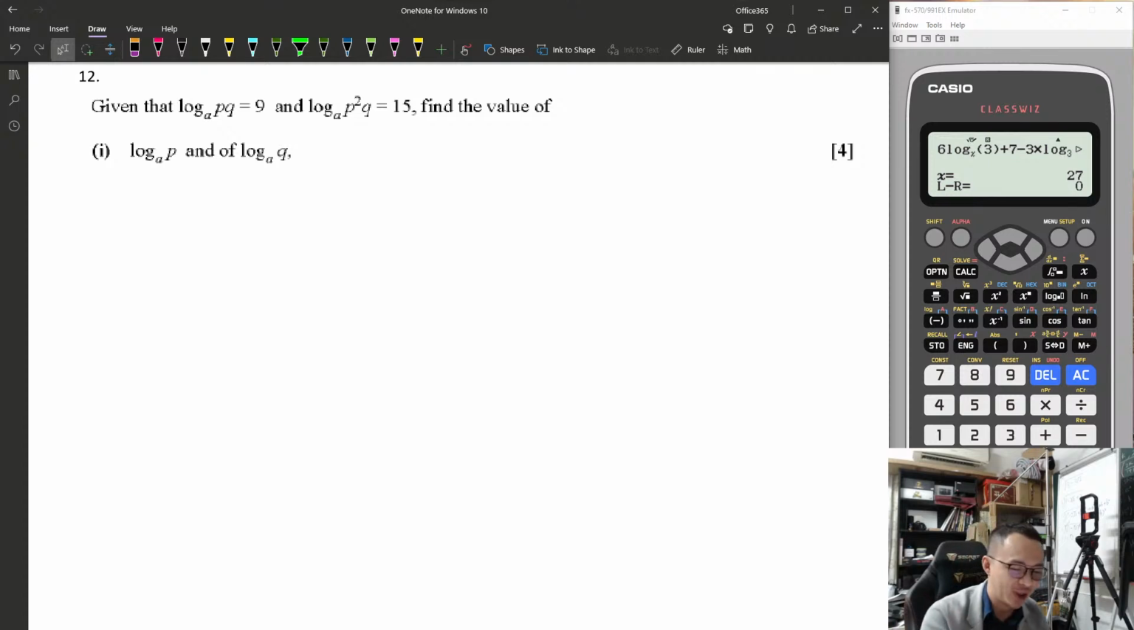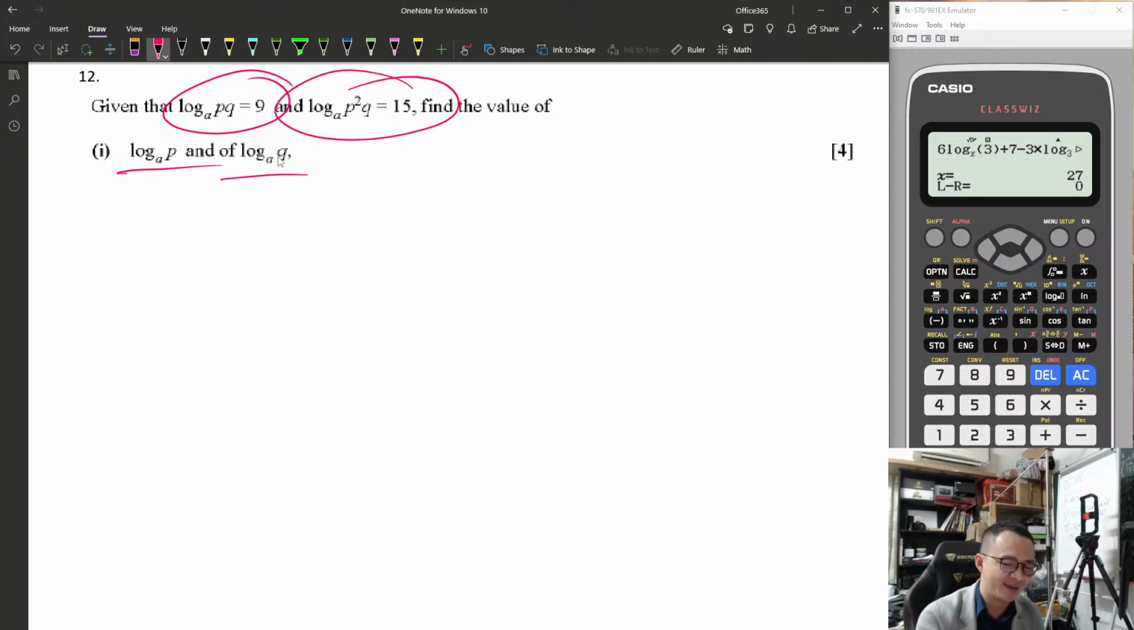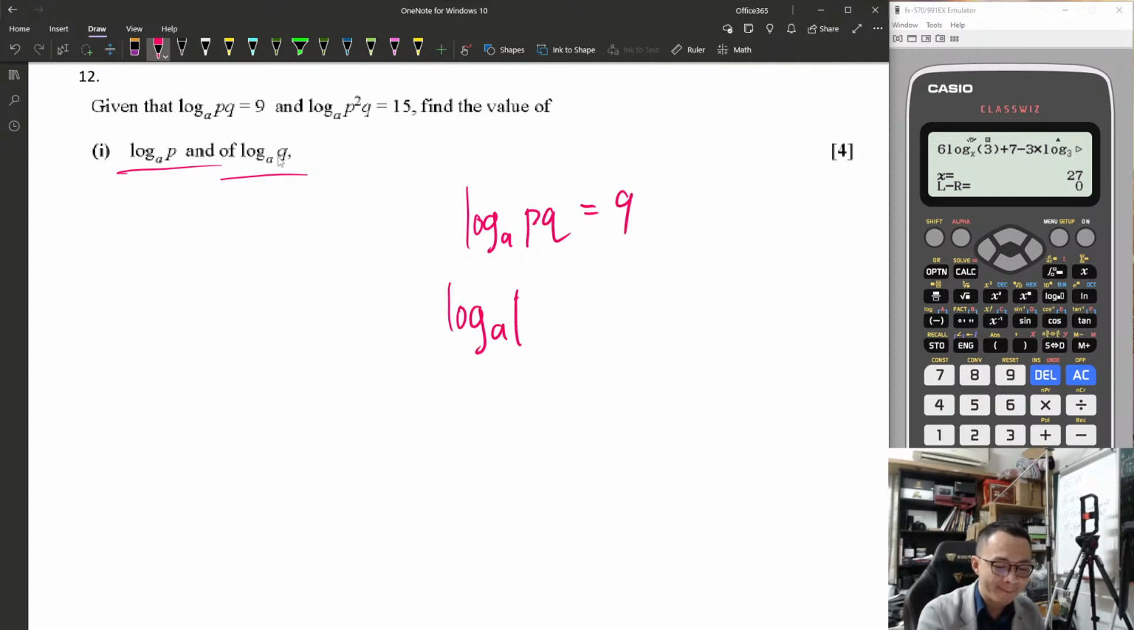So please redo it. Okay, so this one they asked me to find log AP and log AQ. They give us something like this. So what I need to do is expand the given information into that pattern, then do some simultaneous equations. So this is log APQ equals 9. If I expand them, I will get plus. So this one is a nice equation because I want to find something like x and y, isn't it? So I just leave this one as the first equation.